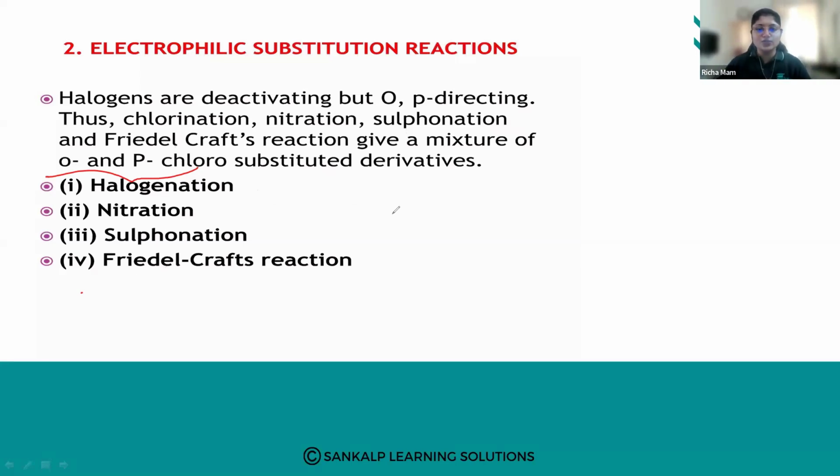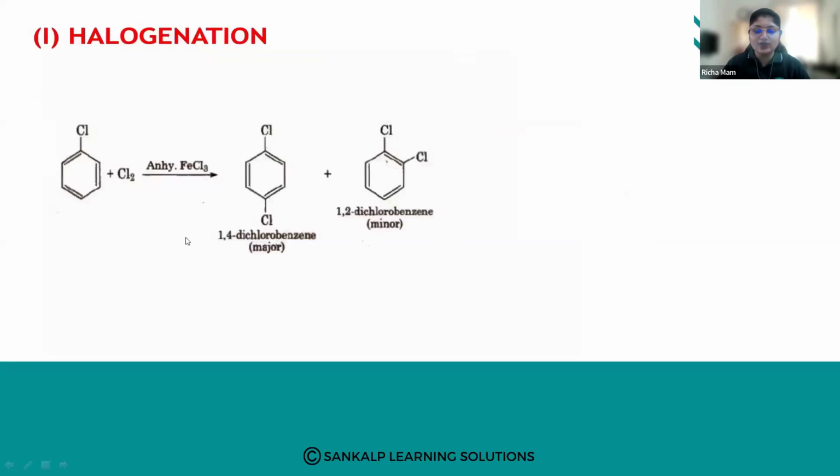These are also important. In the exam, they ask: complete the following, explain the halogenation reaction, explain nitration, like that. So mark these important electrophilic substitution reactions. First we are going to see the halogenation reaction.